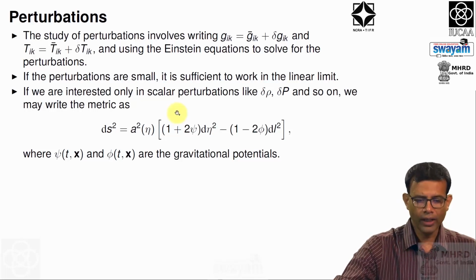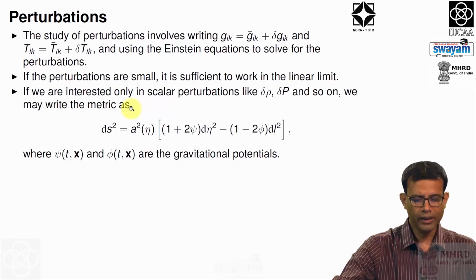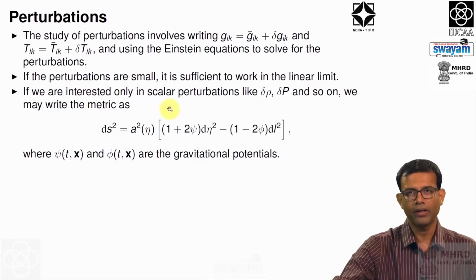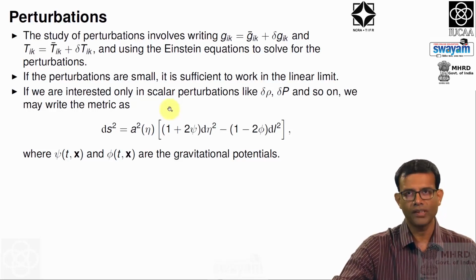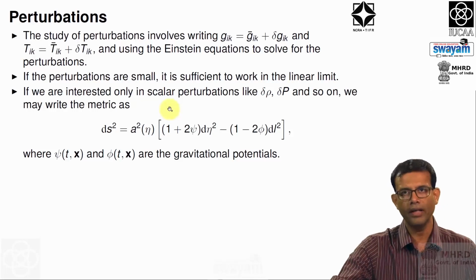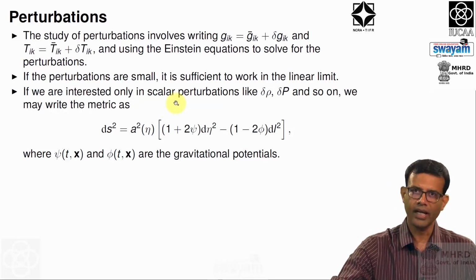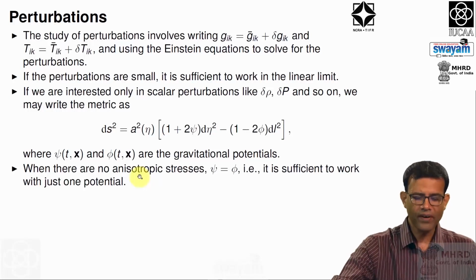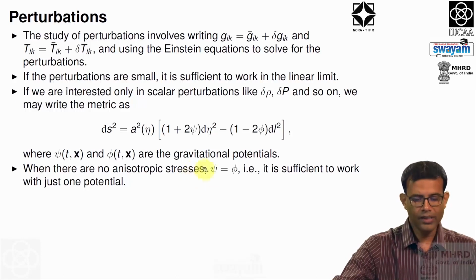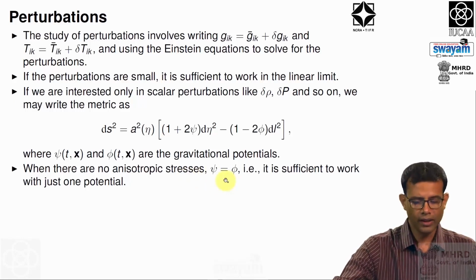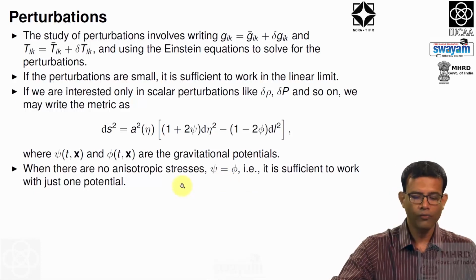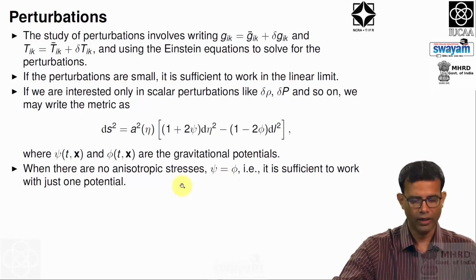The advantage of working in linear perturbation theory is that the equations for scalar, vector and tensor perturbations actually separate out. So, when you want to study only scalar perturbations, it is sufficient to write the equations for scalar perturbations, because they will not couple in any way to the tensor perturbations and vice versa. The calculation simplifies further when there is no anisotropic stress. In that case these two potentials become equal to each other, and then it is sufficient to work with one potential, either psi or phi, whatever you call it.